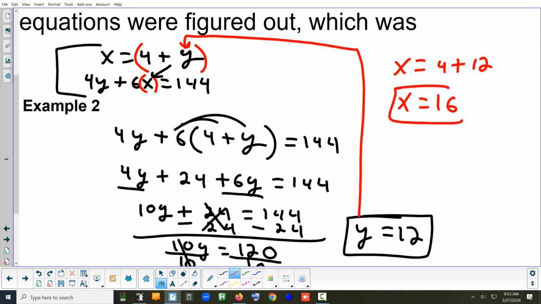16. Okay, I don't remember if x was small candles or large candles, but we're going to buy 12 of one type of candle, and we're going to buy 16 of the other type. I'd have to look it up from yesterday.